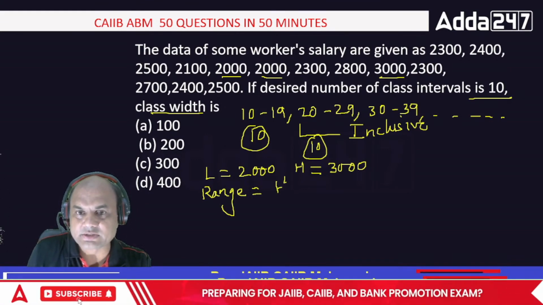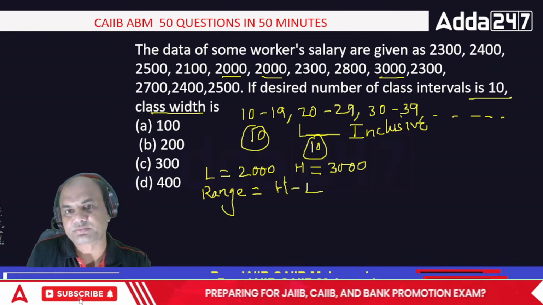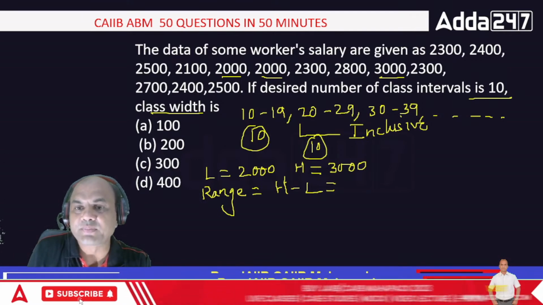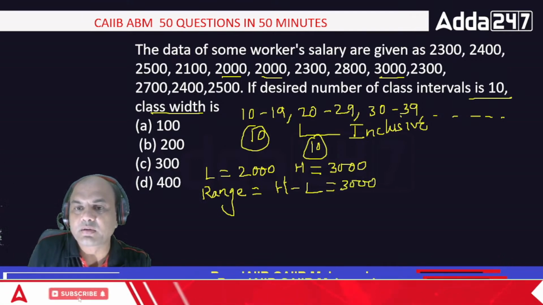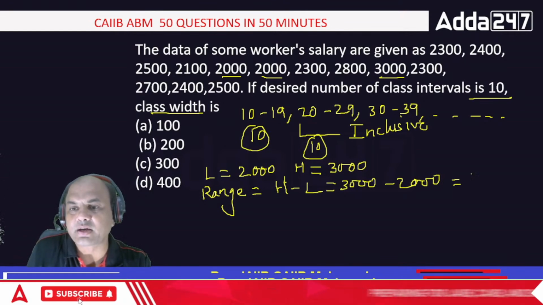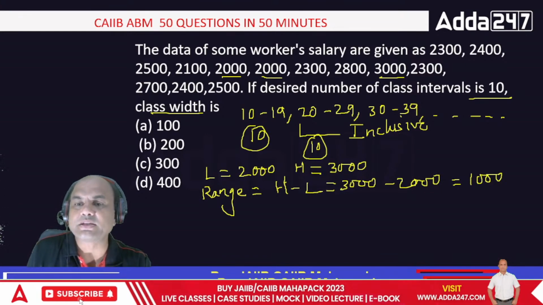Range means highest minus lowest. So my higher range over here is 3000 minus 2000. Okay, so 3 minus 2. So what is it I am getting? I am getting it as 1000. So this is my range.